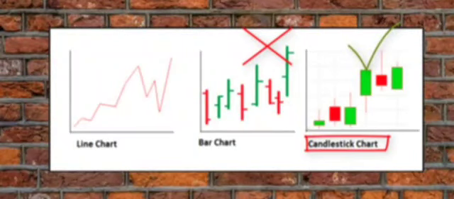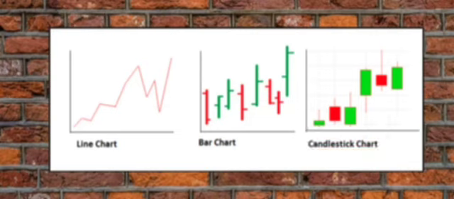Japanese candlestick is the language of financial market. If you can master this language, you will communicate better with your market. And this is what makes a difference between successful traders and unsuccessful traders. Successful traders communicate better with their market.